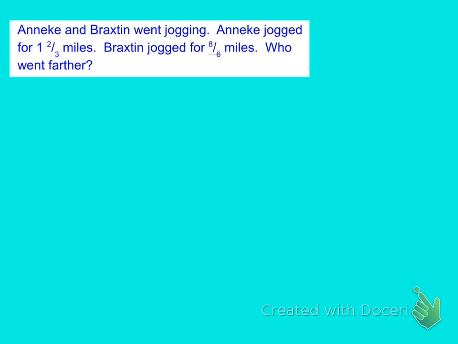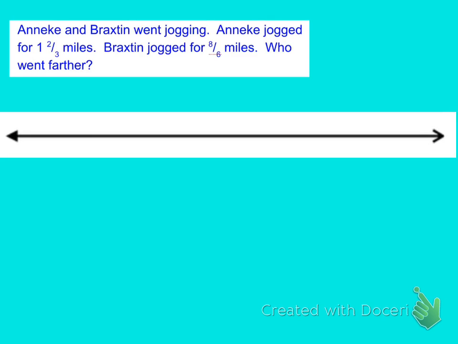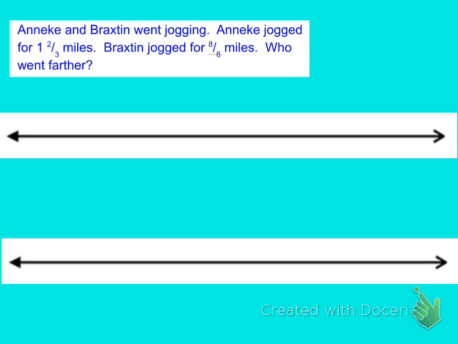Your math journal today, your assessment today, there's going to be some story problems to compare fractions using number lines. So this one's about Annika and Braxton. They went jogging. Annika jogged 1 2/3 miles, and Braxton jogged for 8/6 miles. Who went farther? Now, the way that your math journal is going to have you do this is on 2 number lines. So you're going to do 1 number line for Annika and 1 number line for Braxton. Okay. The most important thing about these number lines is that they're the exact same size, otherwise it won't work.